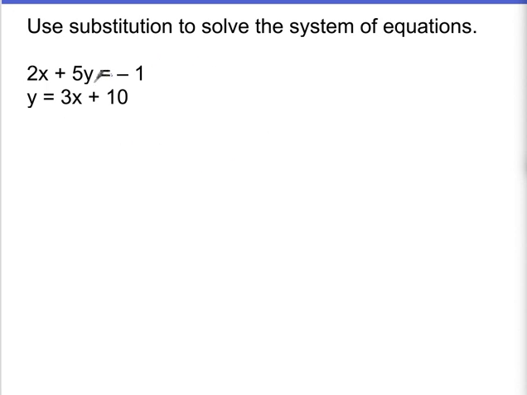Okay, I've got y equals 3x plus 10. Here's a y in this equation right here, so I can substitute 3x plus 10 in for that y. So 2x plus 5.